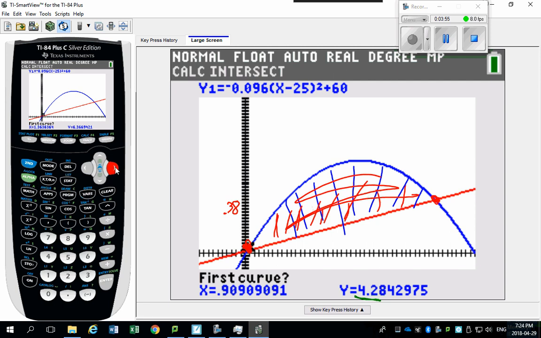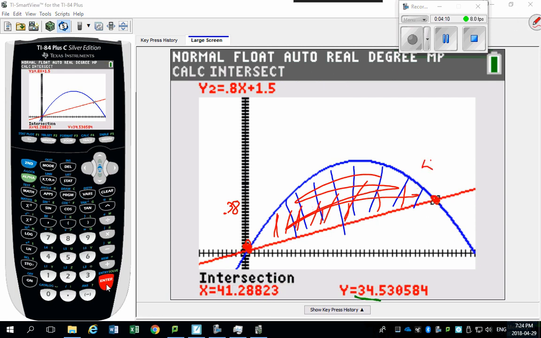Come on, there it goes. Nope, doesn't want to do it now. There it goes. Okay, here we go. Almost there, and there. Enter, enter, enter, and we find out that that's at 41.3 seconds. So between these two times, 0.38 seconds and 41.3 seconds, that's where you're actually going to see the flare. So the answer would be between 0.38 seconds and 41.3 seconds.